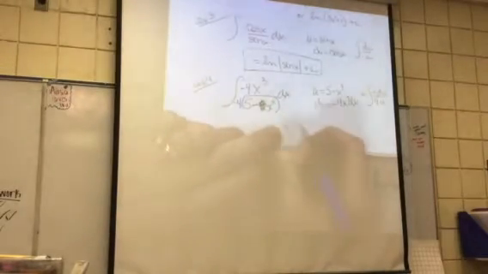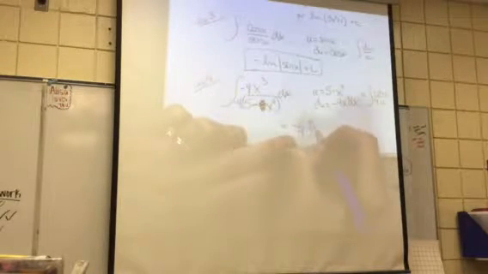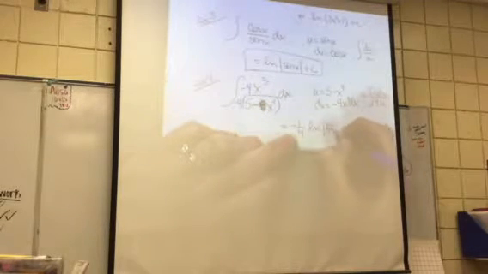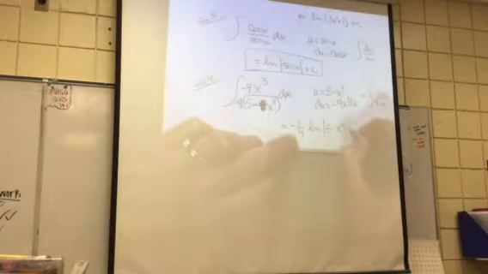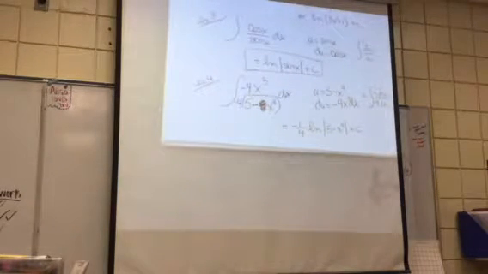So then this would turn into -1/4 ln of the absolute value of 5 minus x to the 4th, plus c.